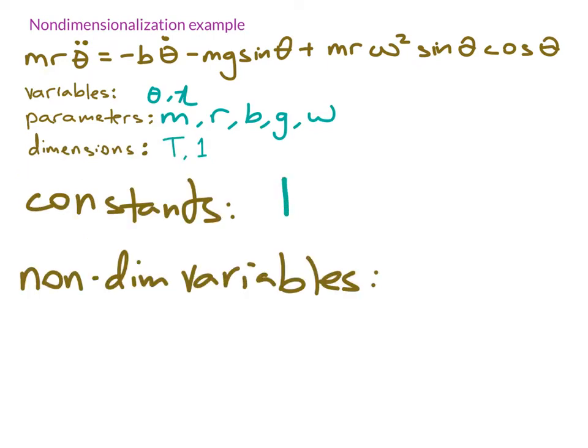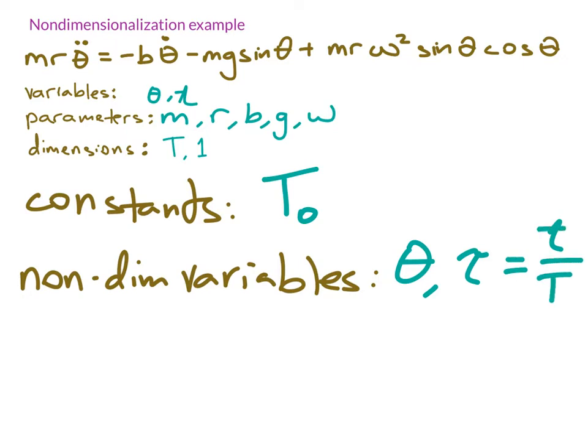Now I introduce my non-dimensionalizing constant t0. I'll choose the value of that later. And I introduce my non-dimensional variable. Theta is already non-dimensional, so I'll leave that alone. And then I introduce tau, which is my variable t divided by the constant t0. And I reorganize that as t is equal to tau t0. Now, I'm ready to substitute this information back into the original equation and simplify.